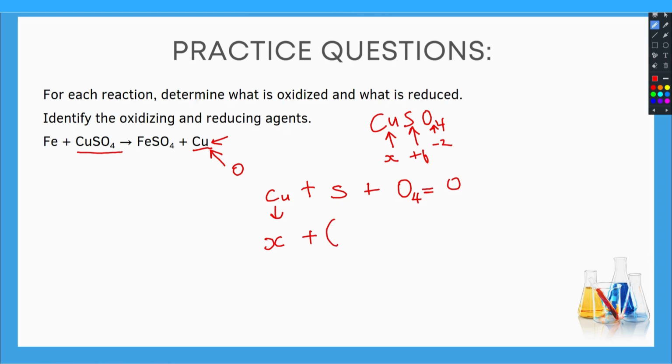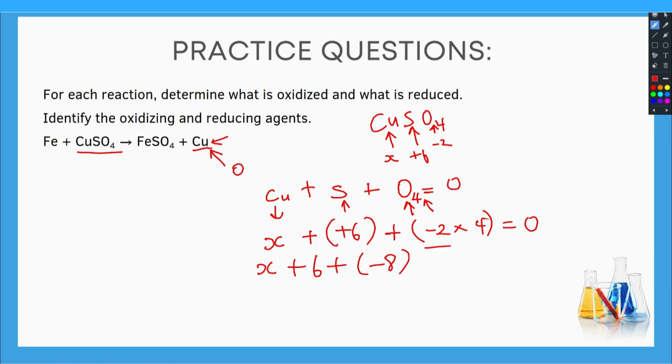Plus sulfur here is plus 6. Plus oxygen here is minus 2. And how many atoms of oxygen do we have? We have 4, which is equal to 0. So this becomes X plus 6 plus minus 2 times 4 is 8. Minus 2 times 4, all equal to 0. So this now becomes X plus 6. Then if we open the brackets here, we have minus 8 equal to 0.